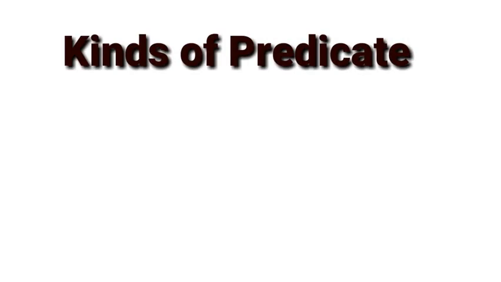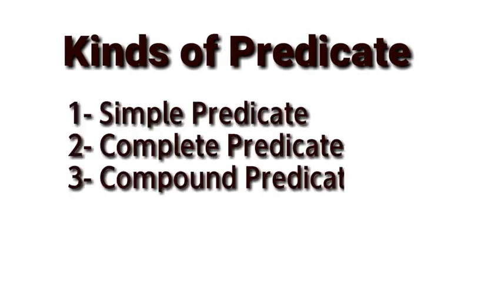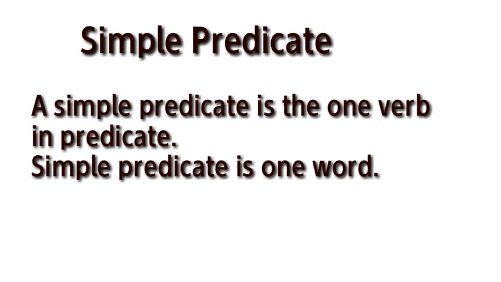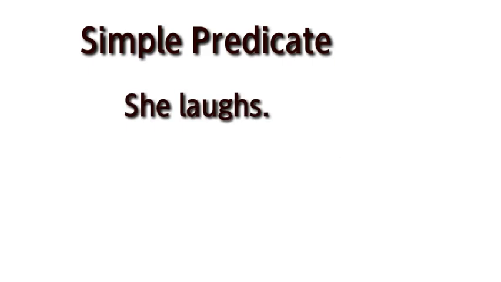Kinds of predicate. There are three kinds of predicate. Simple predicate. A simple predicate is the one verb in a predicate. Simple predicate is one word. For example, she laughs. So she is the simple subject and laughs is the simple predicate.